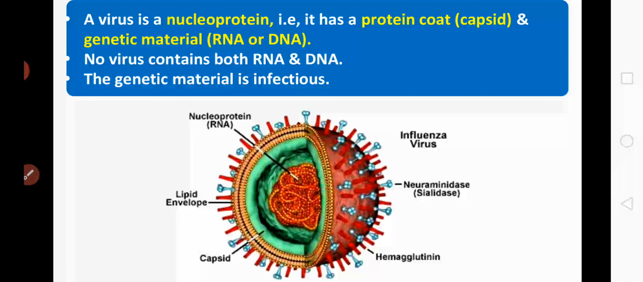And here the protein component, or the protein coat, is called as capsid, and nucleic acid is nothing but the genetic material, either it is RNA or DNA, and no virus contains both RNA and DNA. Either RNA or DNA is present, but no virus contains both the genetic materials. Understood? And the genetic material is infectious. That means they can cause the disease. Understood?